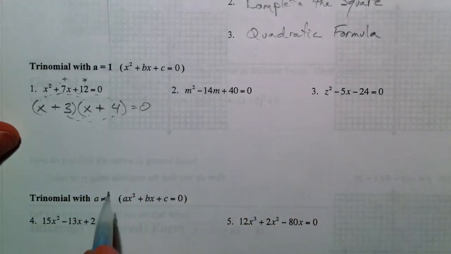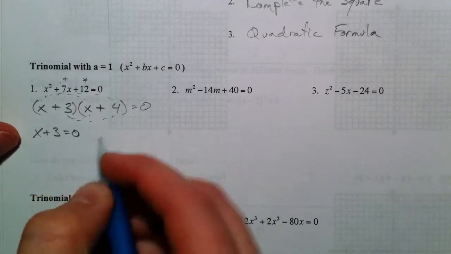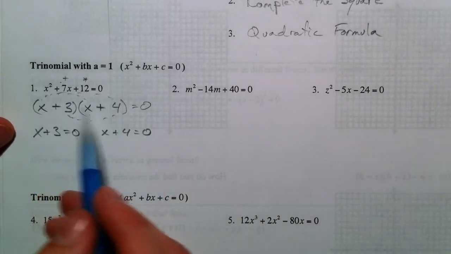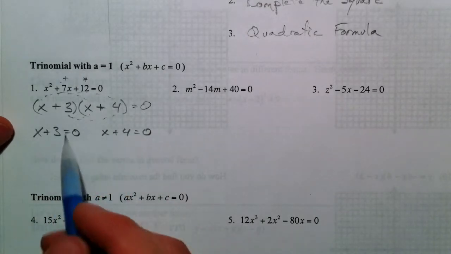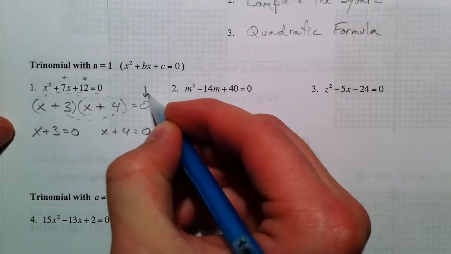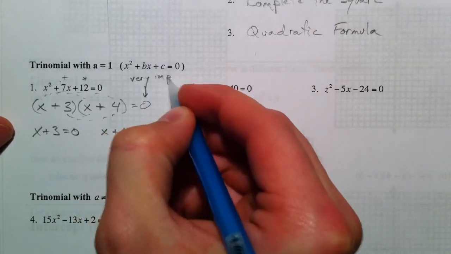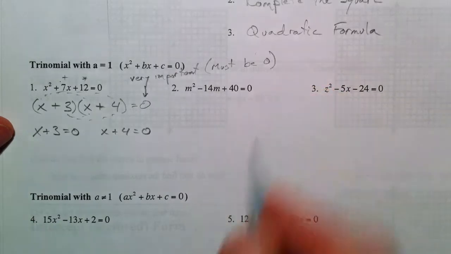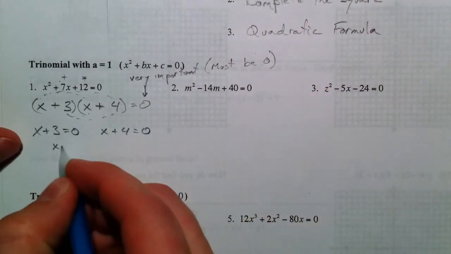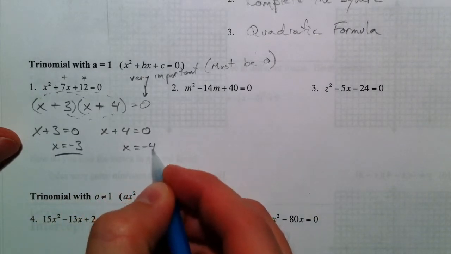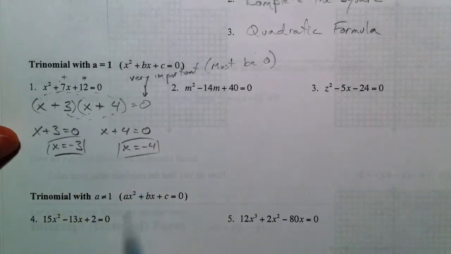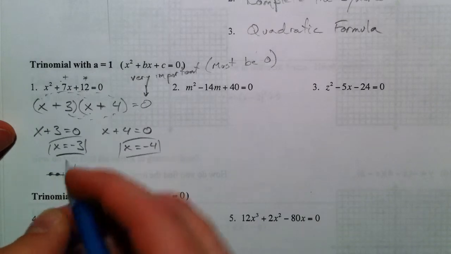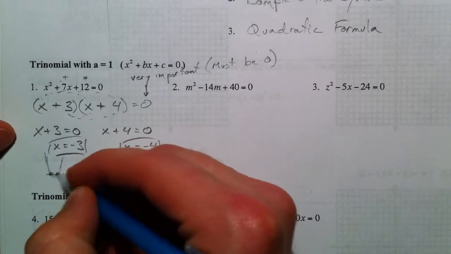So now it's equal to 0. You set both of these parts equal to 0. Because if two numbers multiplied together equal 0, one of these two has to be 0. Either 0 times something is 0, or something times 0 is 0. It's the only way you can get 0 after multiplying. So this, very important, must be 0. Some of you will try doing this with other numbers, but it doesn't work. So then x equals negative 3, and x equals negative 4. Those are our x-intercepts. You'd graph this, and you could plot 1, 2, 3, and 4, and you know it's a parabola that opens up that has those two as x-intercepts.